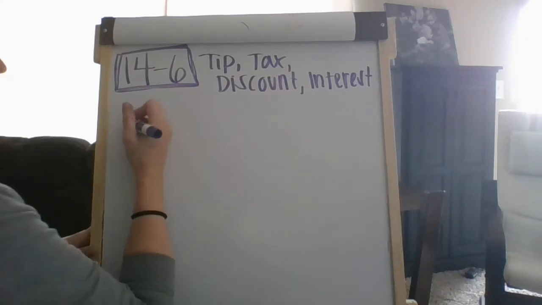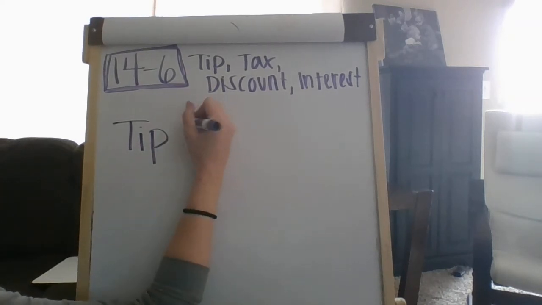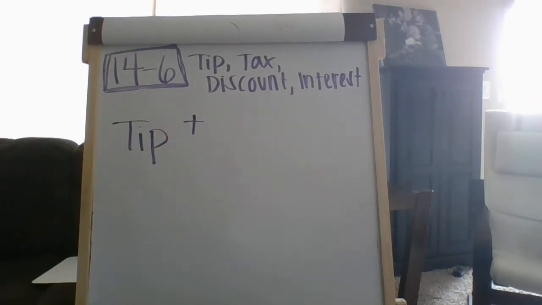All right, our first one we're taking a look at is dealing with tip. So this is for if we're out at a restaurant, you have a really good waitress, waiter, and you are going to leave them a tip. When you are leaving a tip, think about this. We're going to be adding money. We're going to be increasing what we're paying because we're paying for that service.